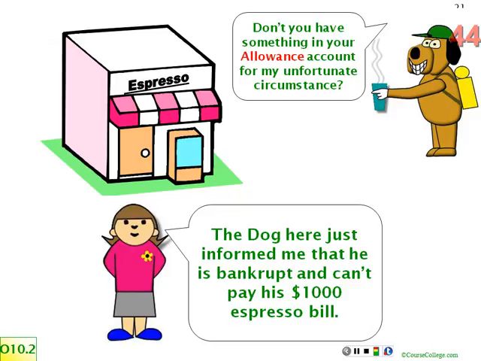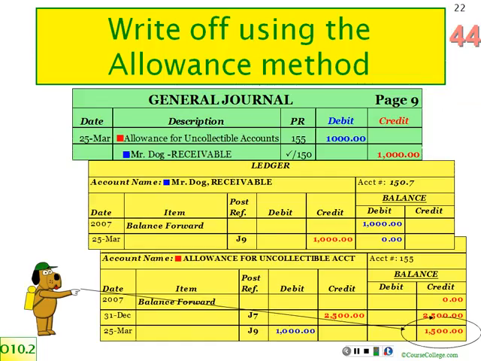But don't you have an allowance for me? This dog thinks he knows something about accounting. Oh, I can't pay you, but you've got an allowance for me, don't you? Well, she does, but she's not any happier about the fact that this dog's going to walk away from the obligation. So here's what happens in the account.